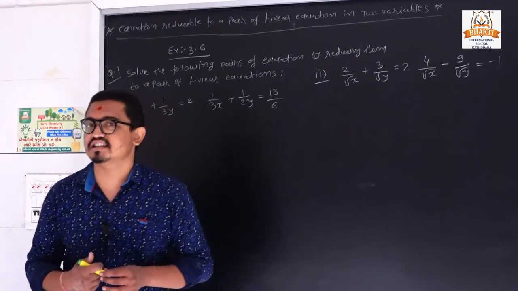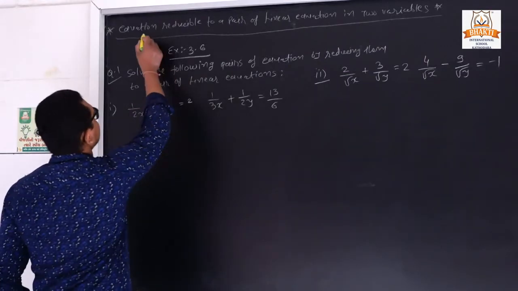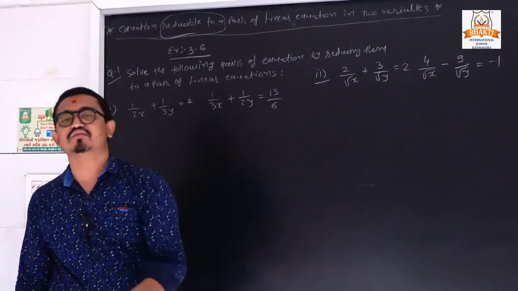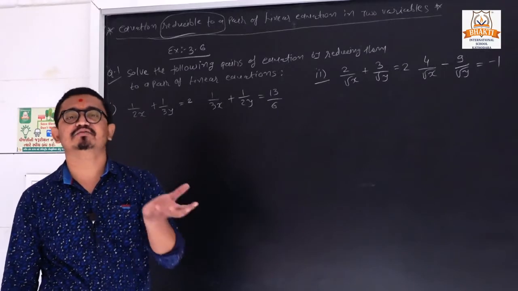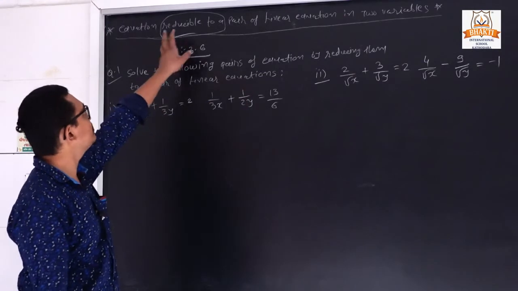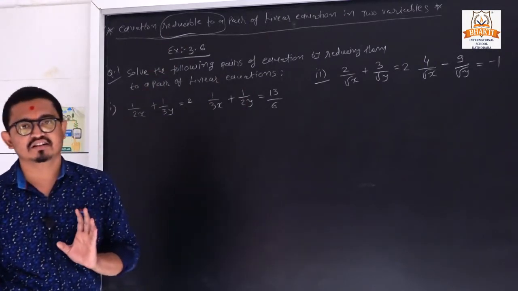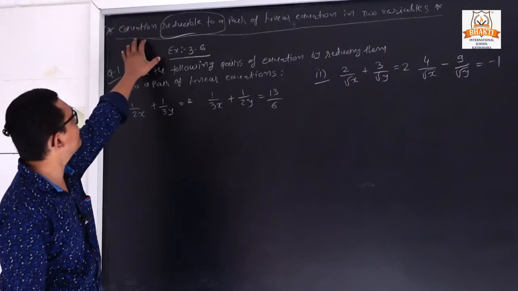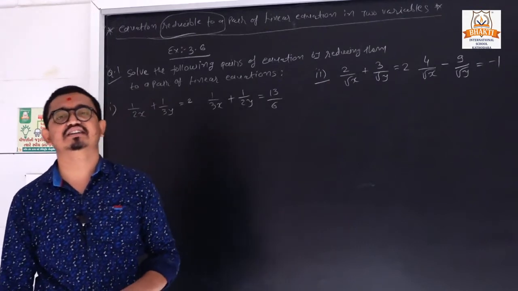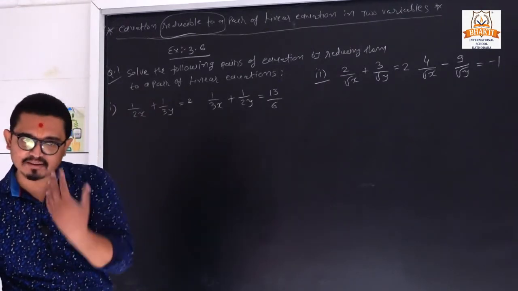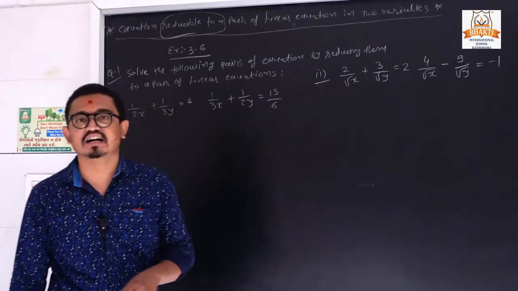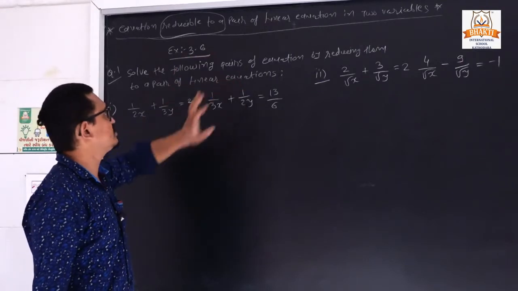Now in the last exercise, what happened? They are equations reducible. Reducible means what? We can convert them into the short form, then apply any of the three methods and find the solution. That's why they are using the word reducible. So exercise 3.6 totally depends on equations reducible to a pair of linear equations, and then we can find the solution. So how can we apply this method to that kind of sum? For that we are going to start exercise number 3.6, question number 1.